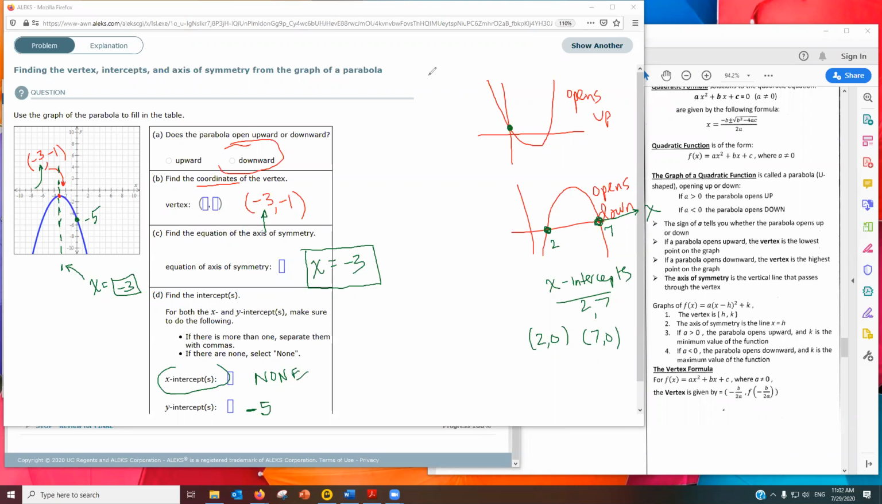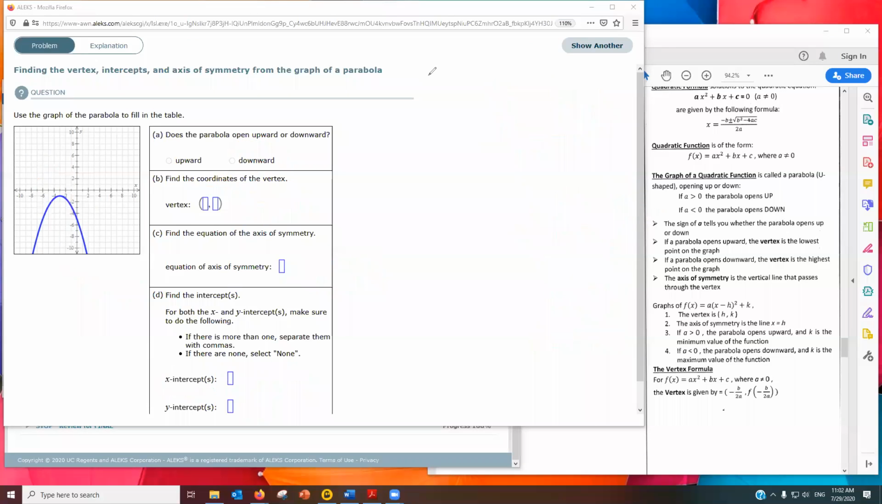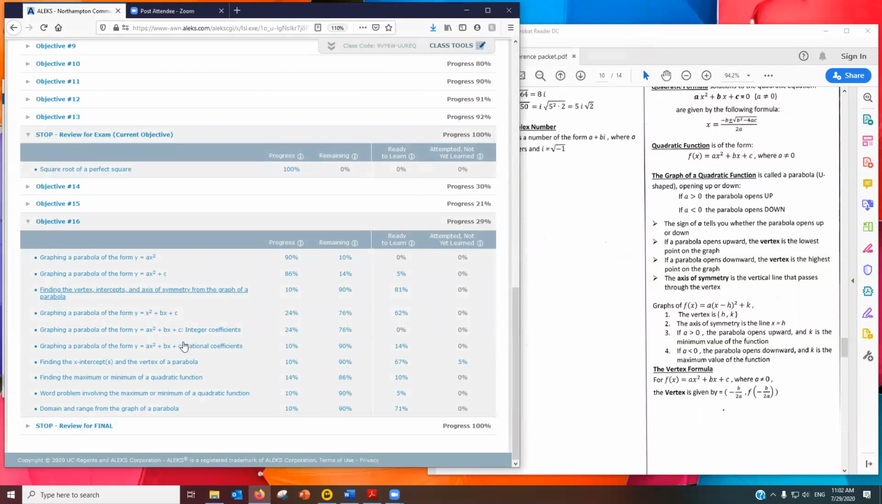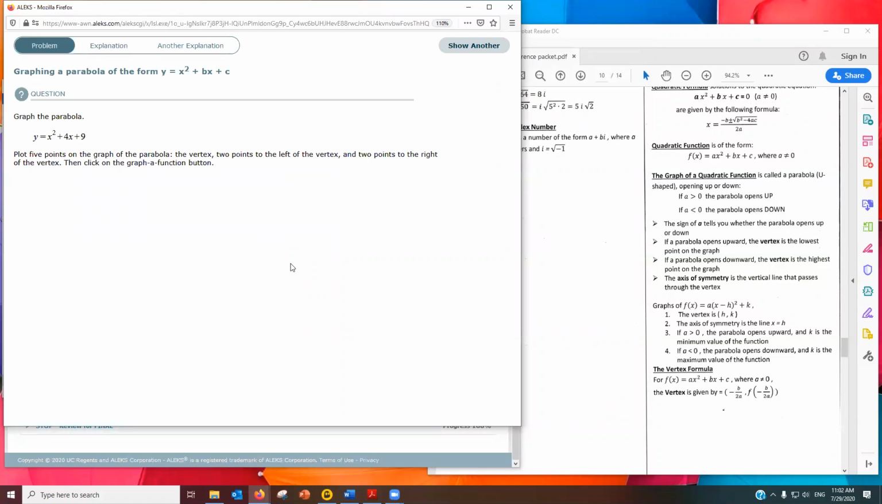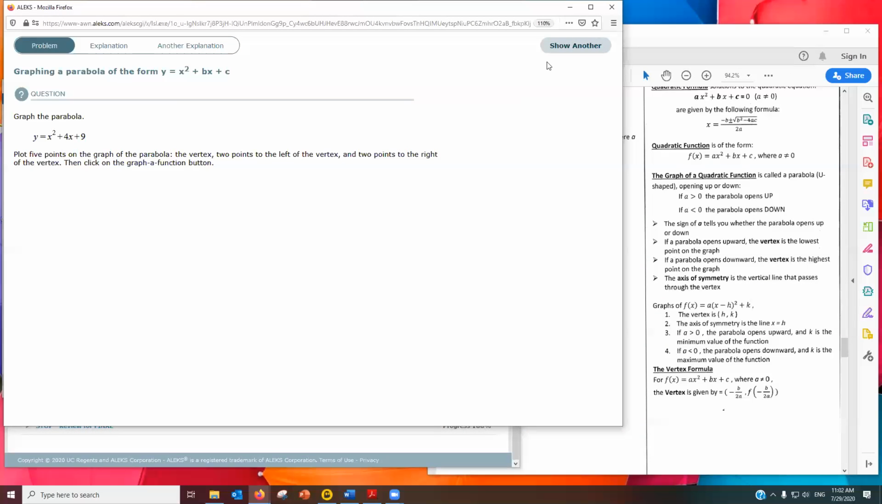All right, well, this is using the graph itself, but what if we were working with the equation only? So let's take a look at an example like that. How about if we take a look at an equation like this that's asking us to graph this parabola, and they want us to, again, set up a table, and they want us to plot the vertex and then 2 points to the left and 2 points to the right.